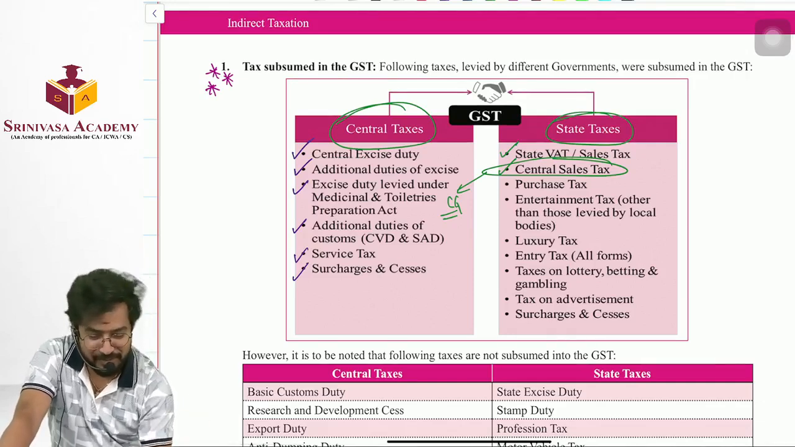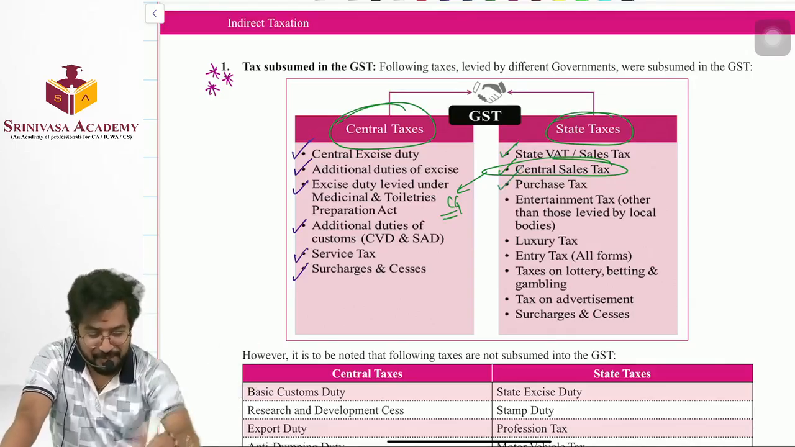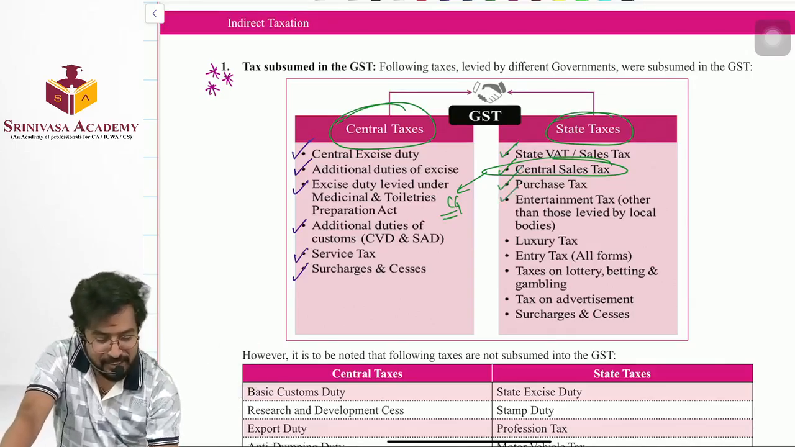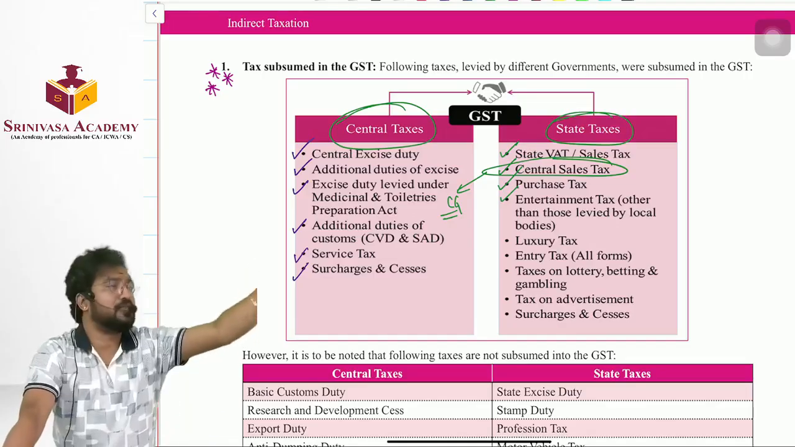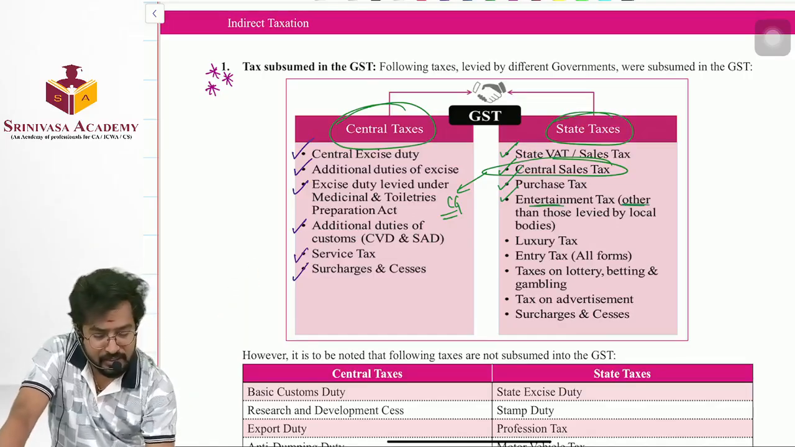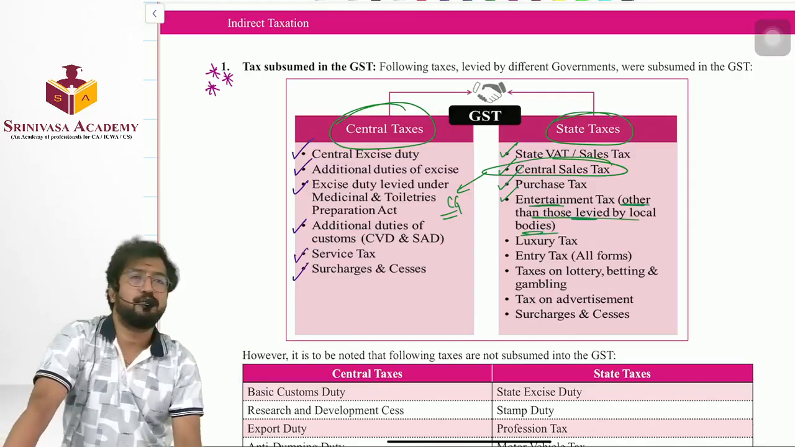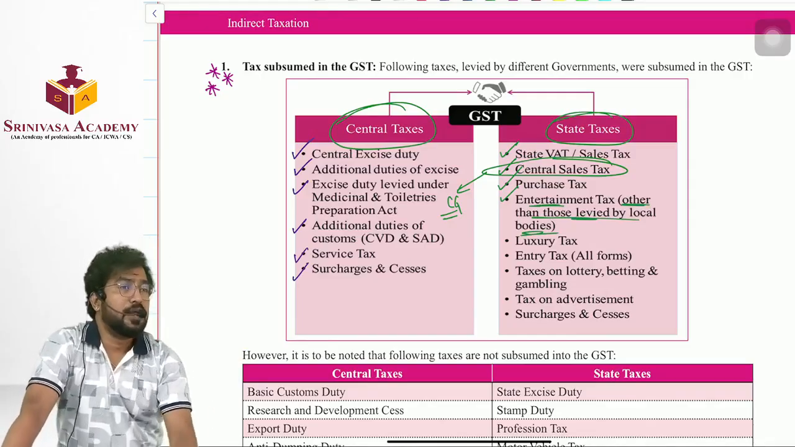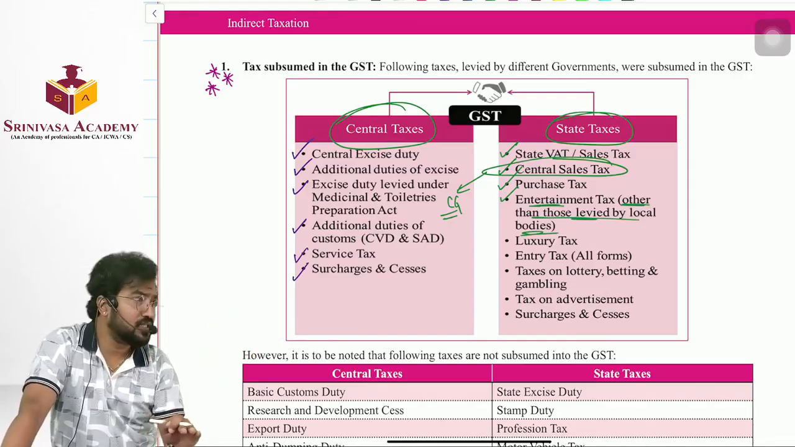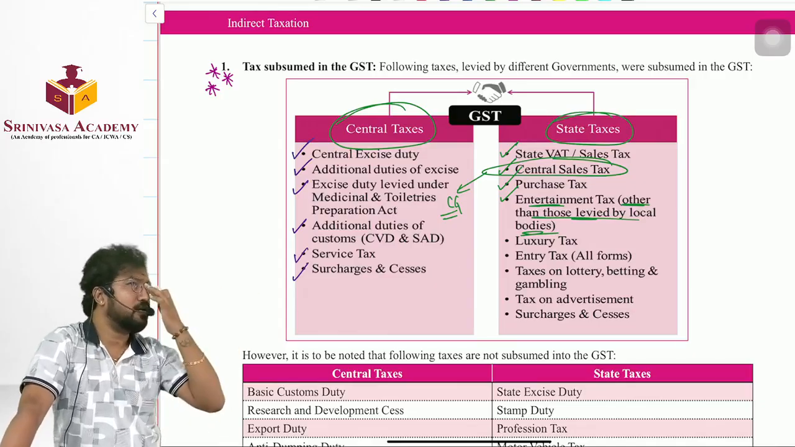Next, purchase tax, entertainment tax levied, other than those levied by local bodies. That means what? Entertainment tax is subsumed into GST except if it is levied by local bodies.